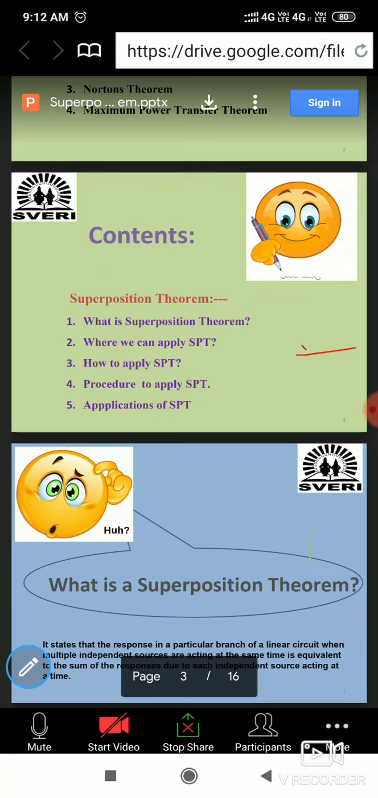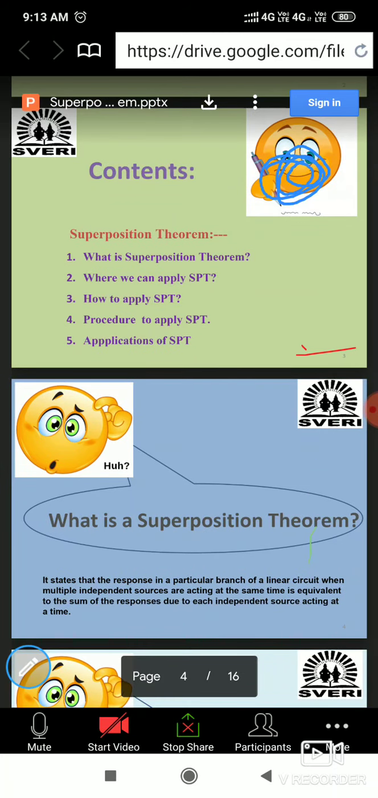So where can we apply the SPT? In which circuit we can apply the SPT is also important. Many times they ask MCQ questions based on this. Next, how to apply SPT. There will be some rules, some steps, that we have to understand.